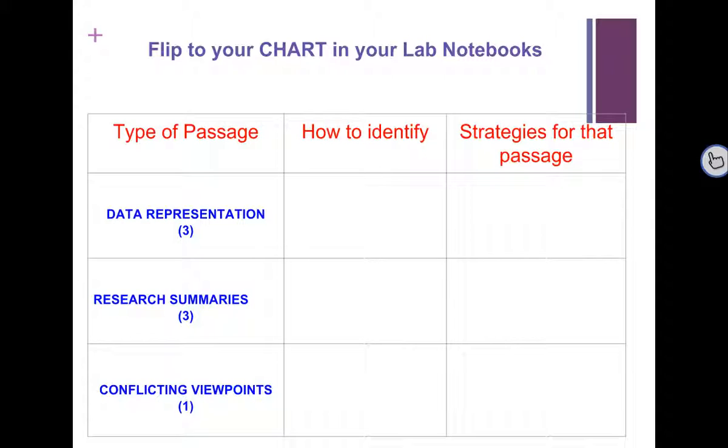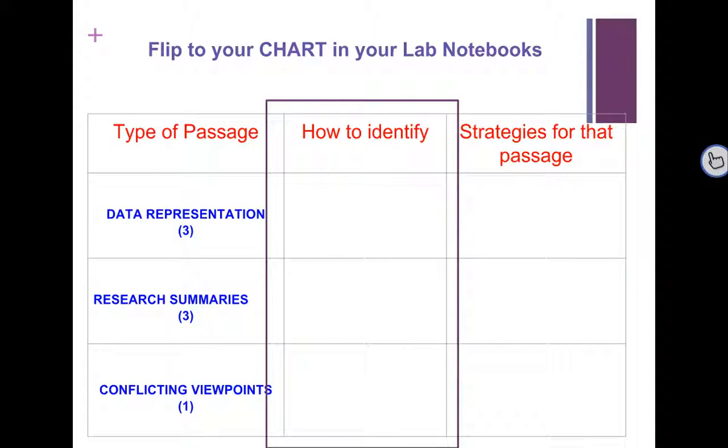We learned about the different kinds of prompts or passages. There's a data representation passage, there's the research summary passage, and there's the conflicting viewpoints. One of the things that's important is to know how to identify those, and that's what we looked at last time. As a quick reminder, a data representation passage would have charts and tables with it. A research summary question might say experiment 1, experiment 2. If it's conflicting viewpoints, it might say scientist 1, scientist 2, or hypothesis 1 or hypothesis 2.